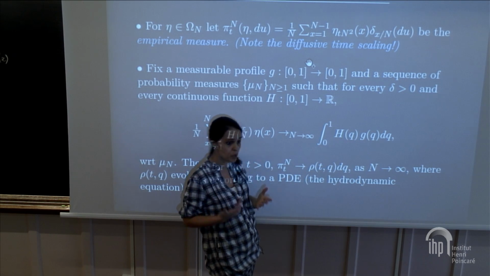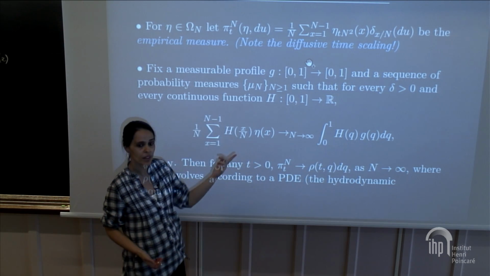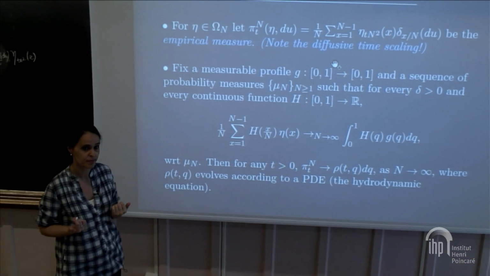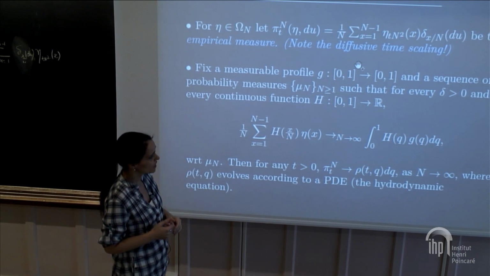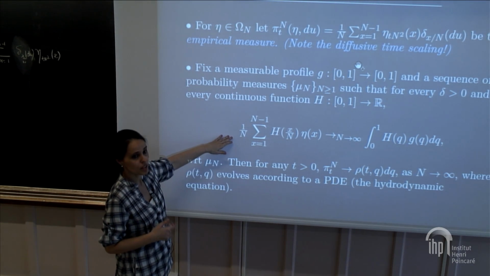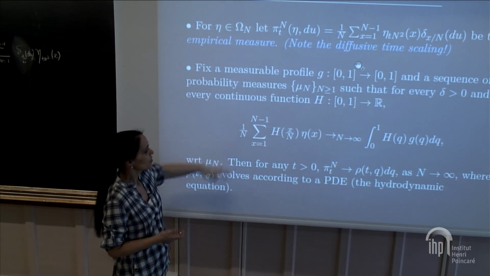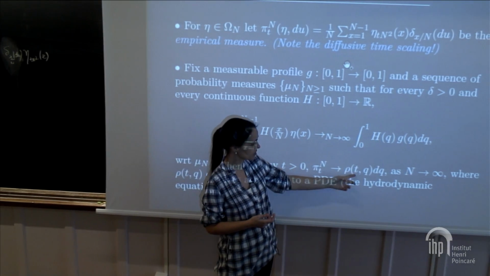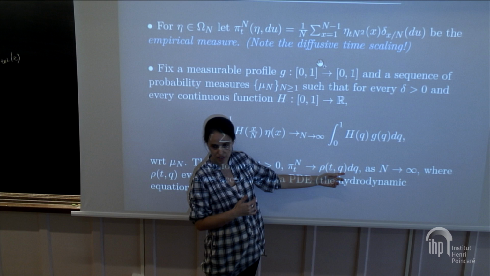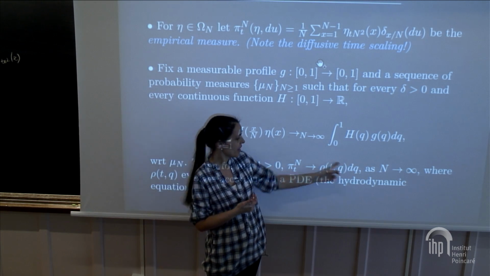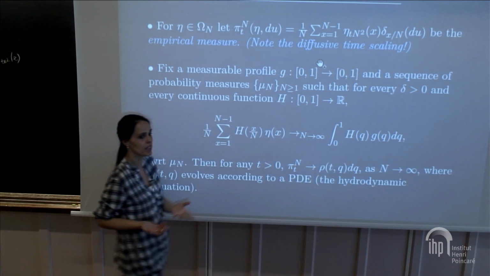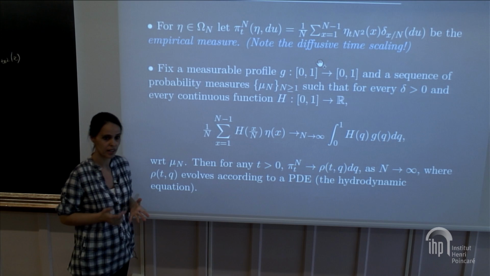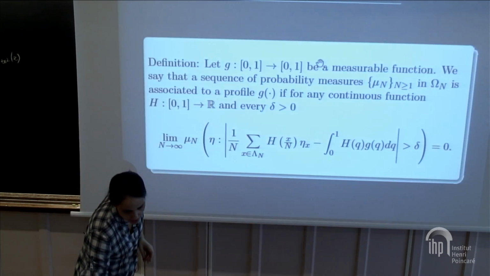Okay, so this means that mu n is associated to the profile g. So the question is, if this is true at time 0, is this true at time t? Is this empirical measure converging to this deterministic measure, which is absolutely continuous with respect to the Lebesgue measure, and this density here is a solution of some PDE, and in which sense? Okay, so that is the goal.